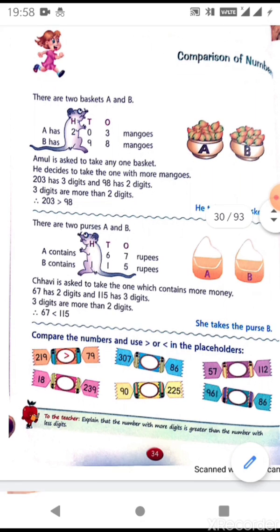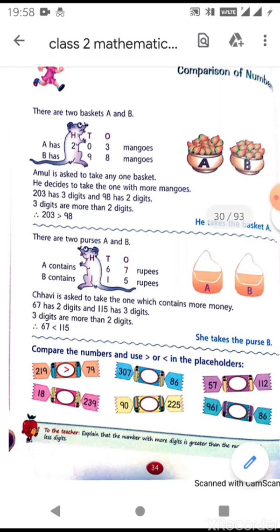Now, page number 34 in your book. There are two baskets. See the example. There are two baskets, A and B. A has 203 mangoes and B has 98 mangoes. Now Amul is asked to take any one basket. He decides to take the one with more mangoes.